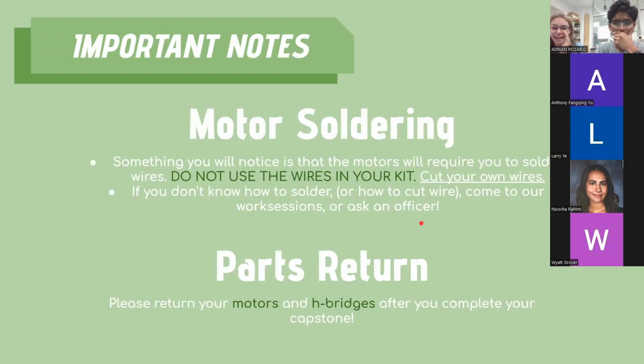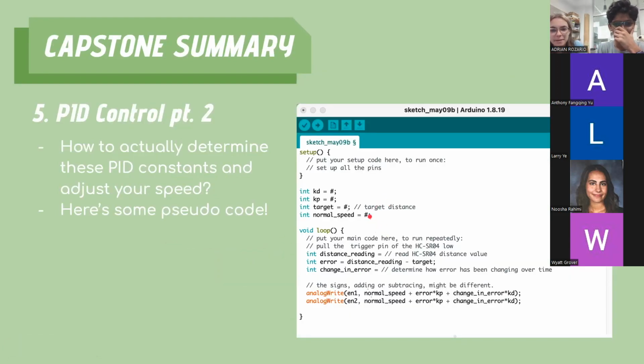Sorry. Anyway, here, I wrote the pseudocode. One thing is that this should be IN 1 and IN 2. I will change the slides to reflect that. EN 1 and EN 2 would change the actual speed, while IN 1 and IN 2 dictate whether the motors are in backwards or forwards mode. So we have our normal speed, and then we change it based on the error value.